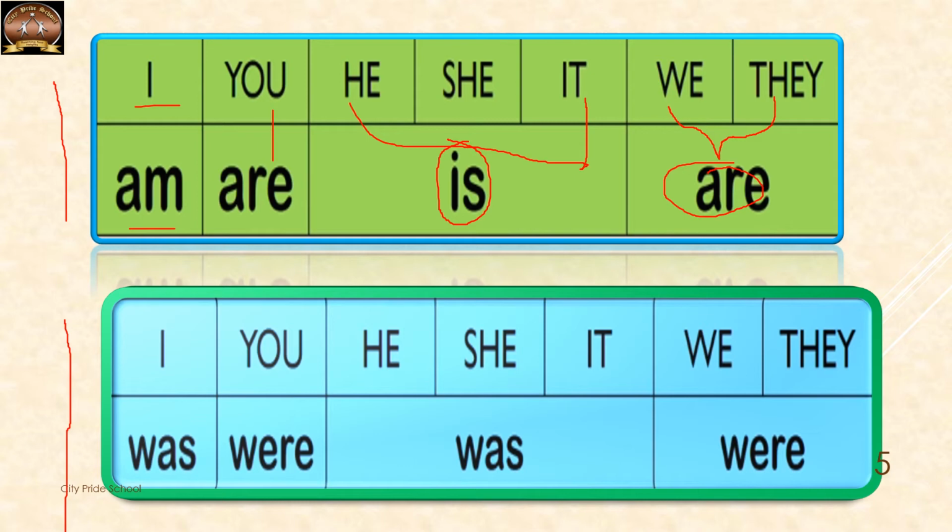Coming on to the past forms of the verb, I gets along with was. You always is followed by were. He, she, it again are singular subjects, so they will take was, which is a singular verb. We and they are plural subjects, so they will take a plural verb, which is were.